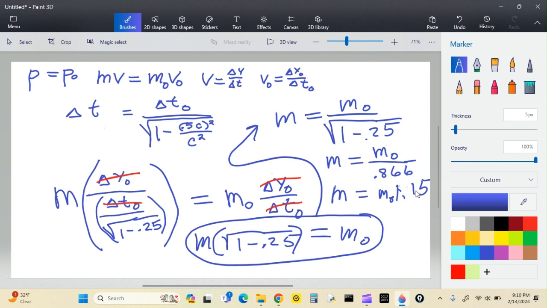So that gives you an idea that until you're very close to the speed of light, things really aren't going to be too much different. But this says that if you get really close to the speed of light, then that mass gets really, really large.